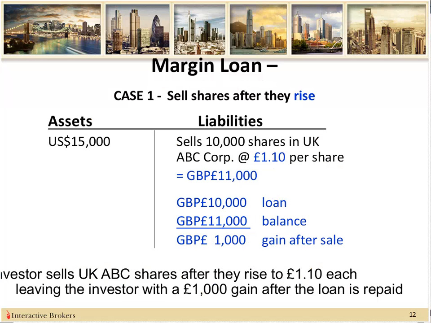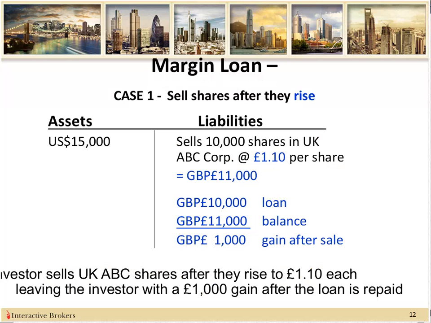So let's examine the impact of a change in the share price on the customer's loan balance. Let's start by assuming that the investor sells the share after a 10% price gain. A 10-penny rise in the price of 10,000 shares of UK ABC Corporation would yield the investor a capital gain of £1,000 after the £10,000 loan balance has been repaid.